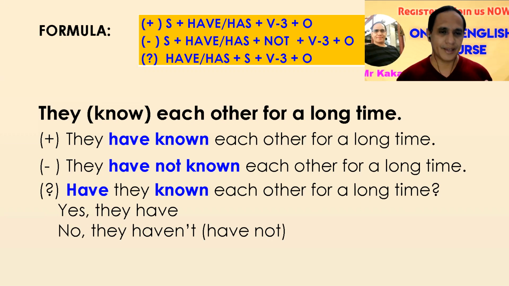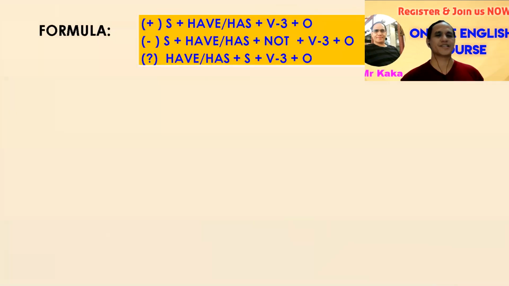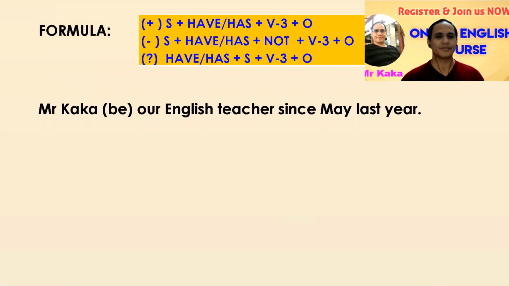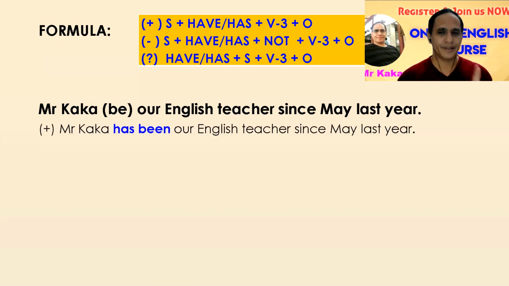Okay. Now let's go to the next example of present perfect tense, right? Okay. Mr. Kaka has been our English teacher since May last year, right? Okay, right. Let's change the sentence into the positive form of present perfect tense. Mr. Kaka has been our English teacher since May last year, right? Okay, Mr. Kaka has been.